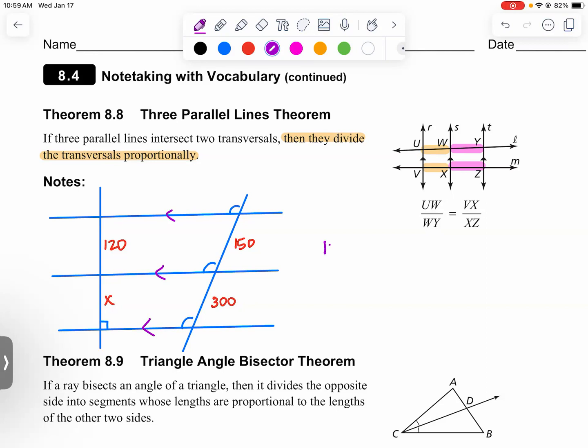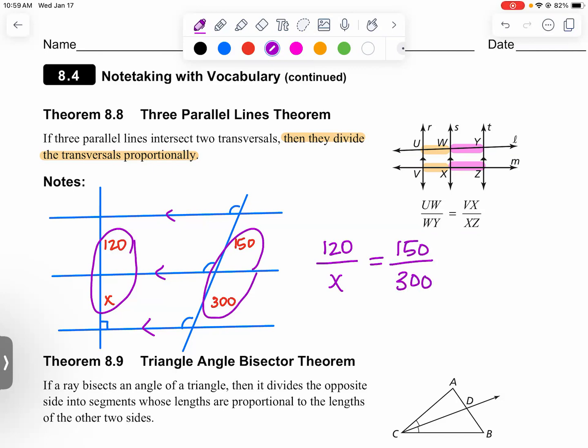120 over x equals 150 over 300. It's basically telling you what the fractions are. Look at it, the parallel line is even like a fraction bar.